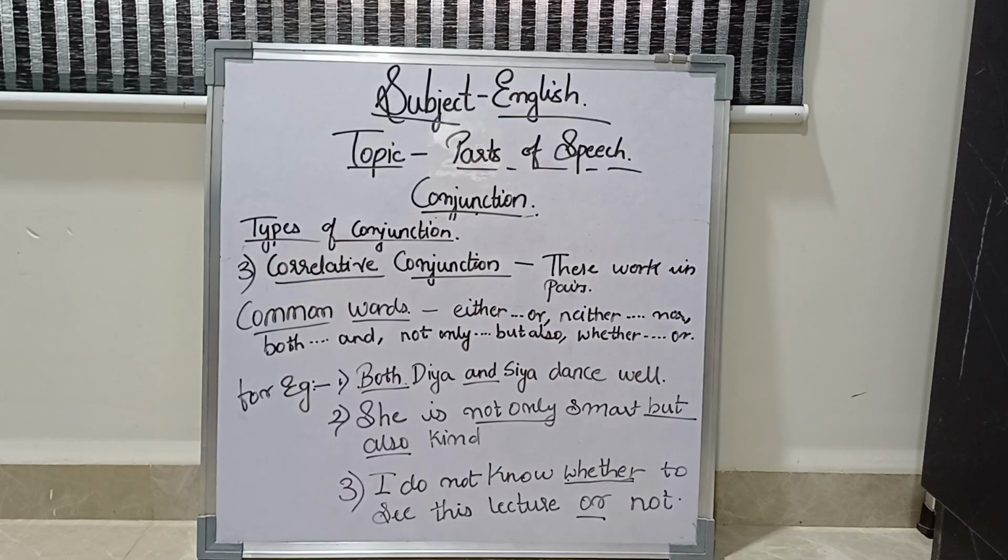So now I will give you either or and neither nor examples. Like either or: either Rahul or Aman will win. Now there is a competition between Rahul and Aman. So here, if I want to say who will win, either Rahul or Aman will win.